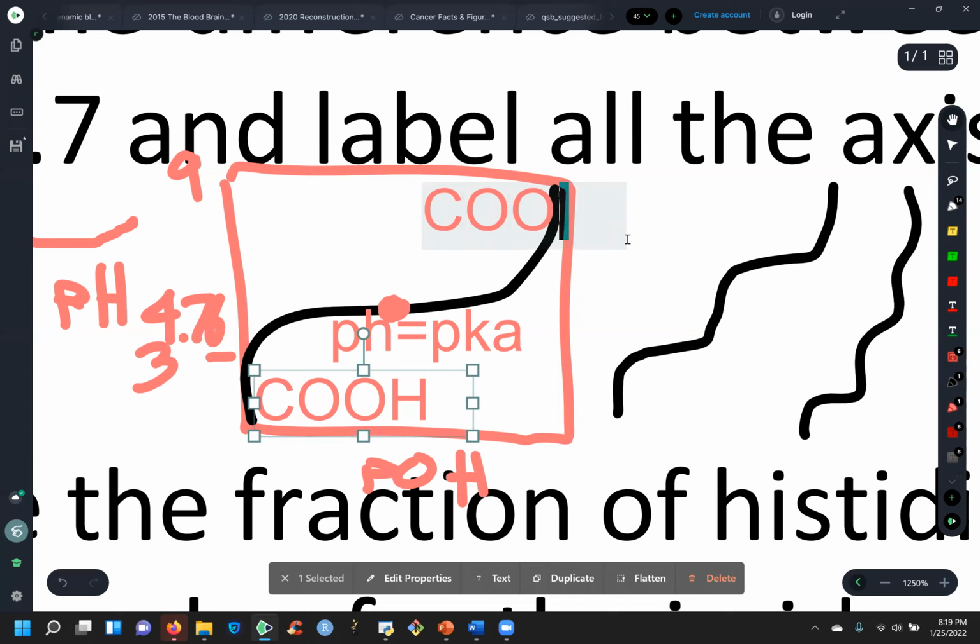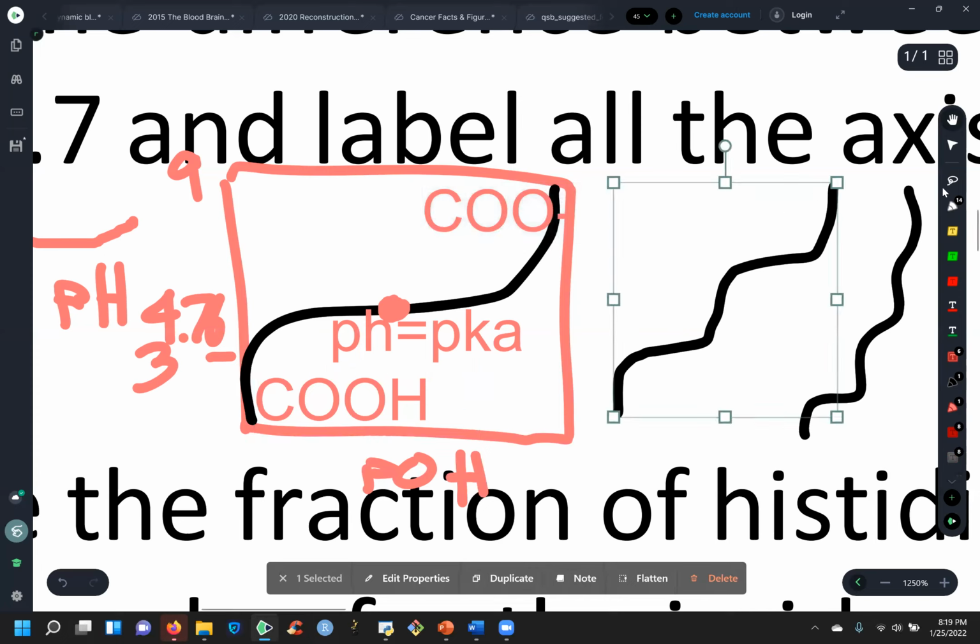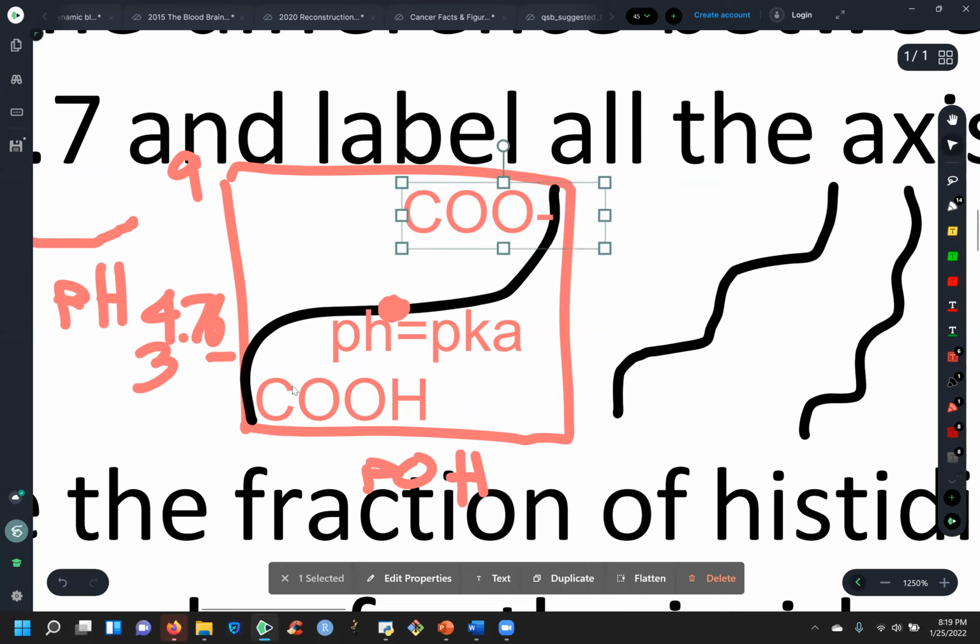So at this point, this carboxyl group already donated its proton, so you will find it as COO minus. Okay. And anytime after its pKa value, which was about 3, if we're at a pH of about 5, then it's already starting to lose its proton. But by the time you get to about 9, it's already lost its proton completely.